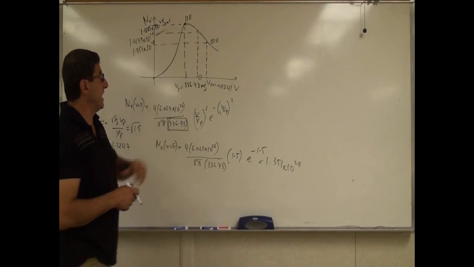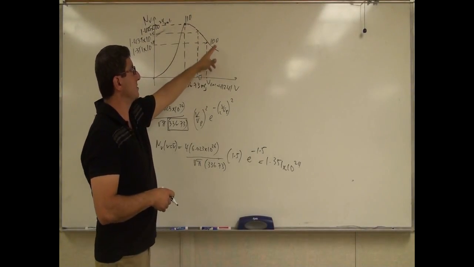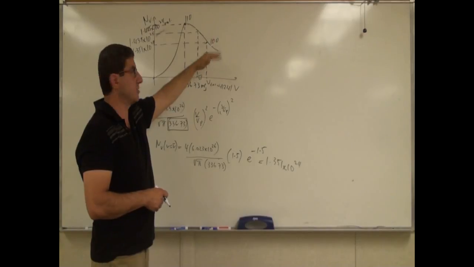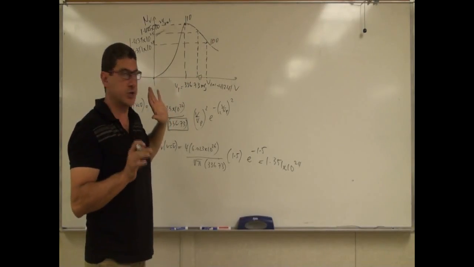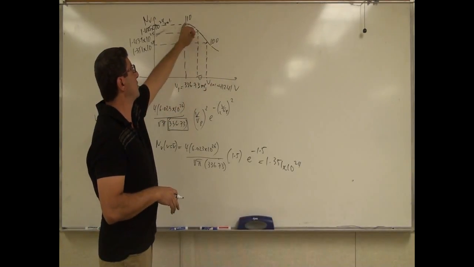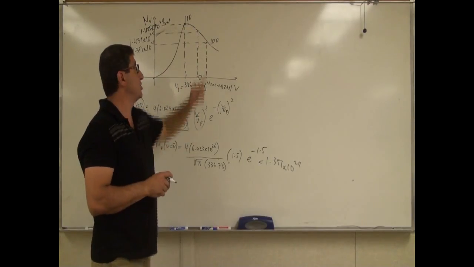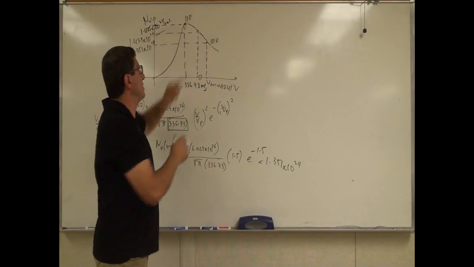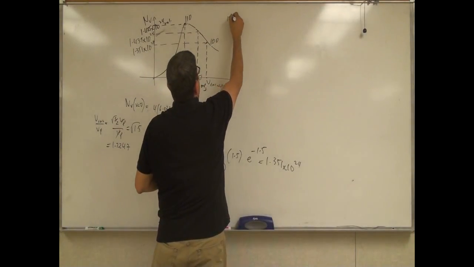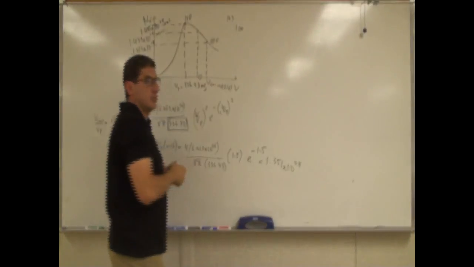Now the next question we can ask is, are these ratios constant? Are they true for any gas? In other words, is it always true, no matter what the temperature, that the ratio of the number of particles moving at Vp to the number moving at V average is 110 to 100? And the other one was 103 to 100. Is that ratio the same?